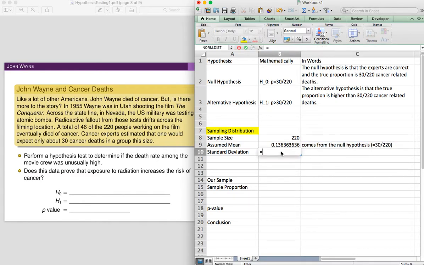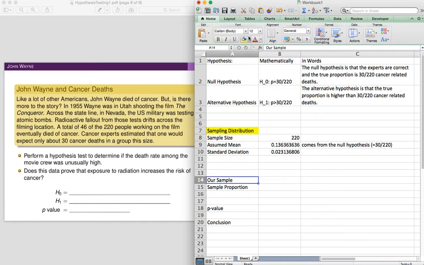Now the standard deviation comes from the standard formula for calculating a standard deviation for a proportion. So this is the square root of the mean of our sampling distribution times 1 minus the mean, over the sample size. So the standard deviation is quite small. The assumed mean is based on what we assumed from the null hypothesis. I'm calling this a standard deviation because we assume that we actually know something about the population.